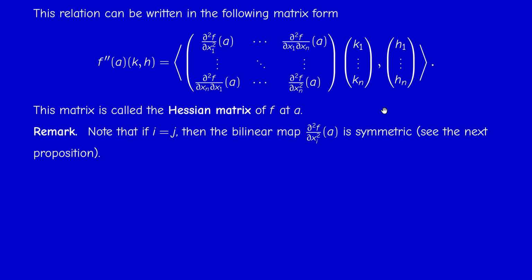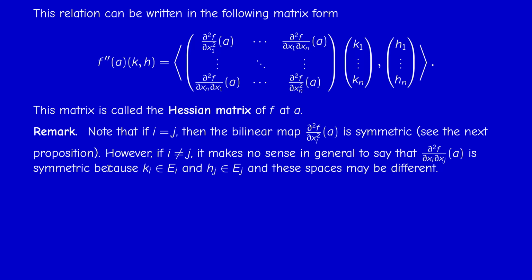Now, as we already mentioned, f double prime of A is symmetric, so I can interchange the roles of h and k. Therefore, the operators on the diagonal are also symmetric, because you are differentiating with respect to the same variable twice. However, for the other maps, if i is different from j, it doesn't make sense in general to say that the cross partial derivatives are symmetric, because each argument lies in a different, maybe in a different space. So ki varies in ei and hj varies in ej. And I didn't assume that ei is equal to ej.